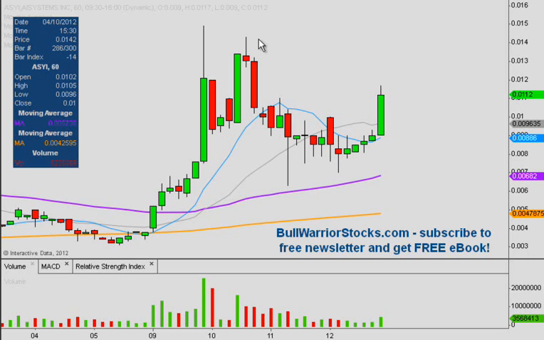Real quick, what I mean by 60-minute, if you're maybe new to charting, is instead of each one of these candlesticks representing 1 day's worth of price action, which is what you would normally see posted on the message boards or whatever, each one of these represents 60 minutes worth of price action. So it's more of an intraday time frame, and like I said, I think it just does a better job of showing what's going on.